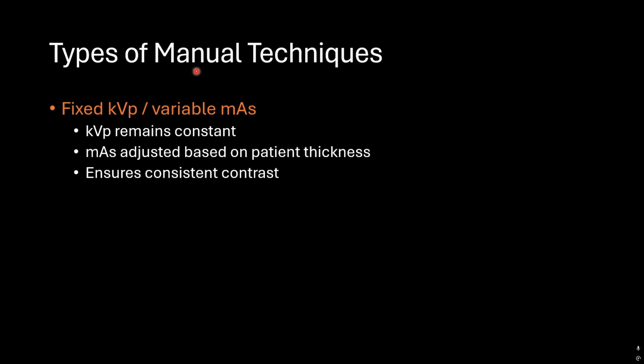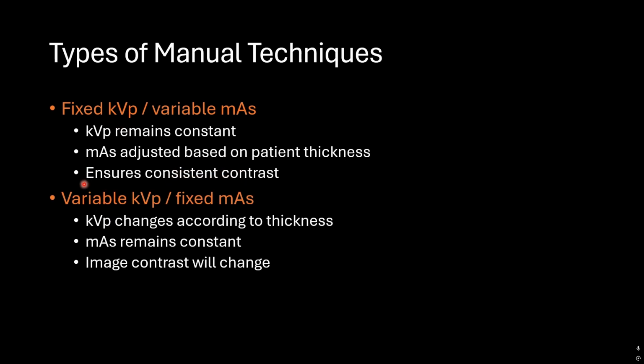Now let's talk about the manual techniques in digital radiography. When we have fixed kVp but variable mAs, we mean that if we keep the kVp fixed, but we change the mAs, the kVp remains constant, and mAs is adjusted based on the patient thickness. So if you have a very thick patient, we will increase the mAs compared to the thin patient or thin parts and ensure consistent contrast. So in this case, because we fixed the kVp, the contrast will be consistent.